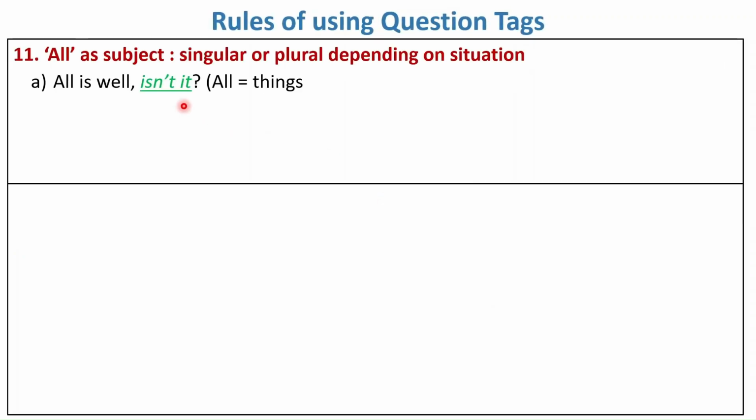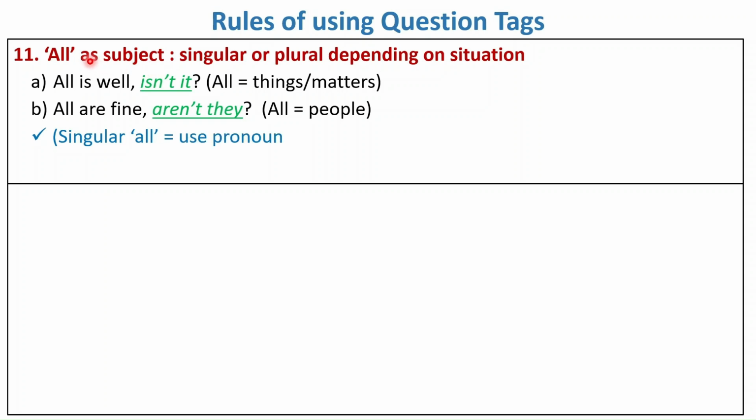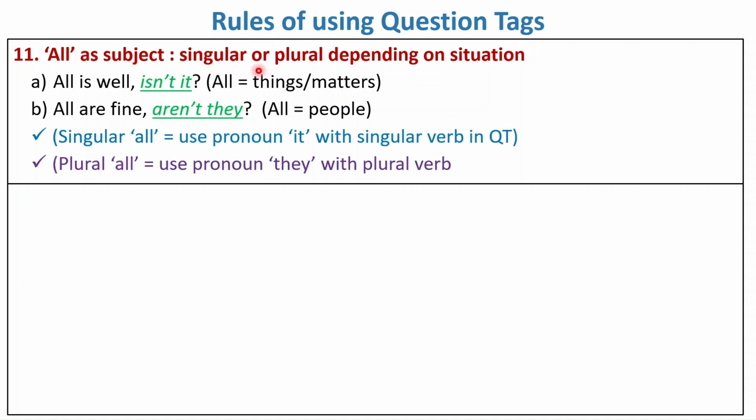All as subject. All can be used as singular or plural subject, depending on the situation. For example, all is well, isn't it? All are fine, aren't they? We have to understand that if the word all is used with singular verb is or any other singular verb, in such situation this subject doesn't denote people. It denotes things or matters.